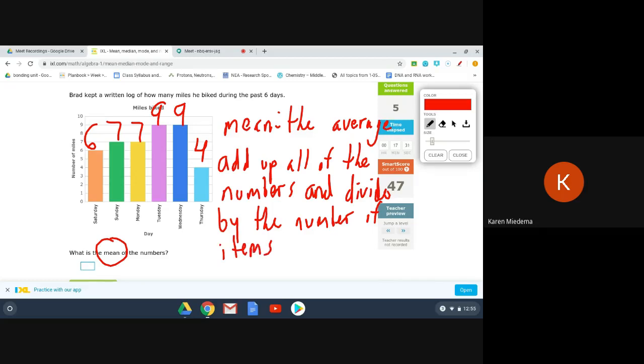So for this problem here, I have 6 plus 7 plus 7 plus 9 plus 9 plus 4. First, I'm going to add up all those numbers. I'm going to use my calculator. 6 plus 7 plus 7 plus 9 plus 9 plus 4, I get 42. And now I have to divide by the number of items. Well, that's how many numbers I have. 1, 2, 3, 4, 5, 6. So 42 divided by 6 equals 7. So what is the mean of the numbers? It's 7.